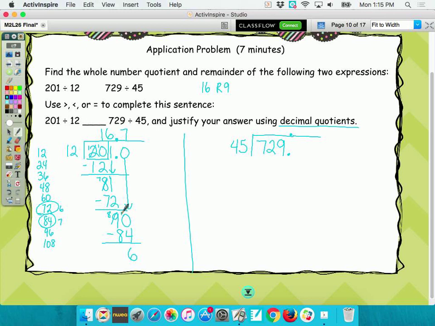Now I have remainder 6. So what do I do now? Bring down the other 0. Write another 0, bring it down. Am I done? No. Oh, 12 times what equals 60? 5. Okay. So that one is 16 and 75 hundredths. Slow down just a little bit. Okay, we'll stop right here.